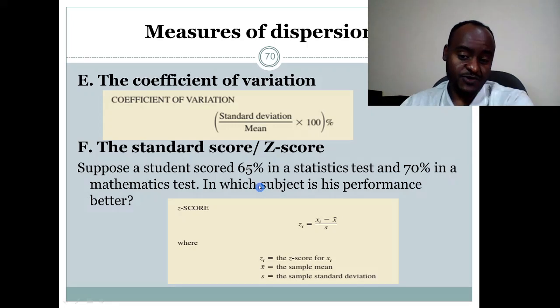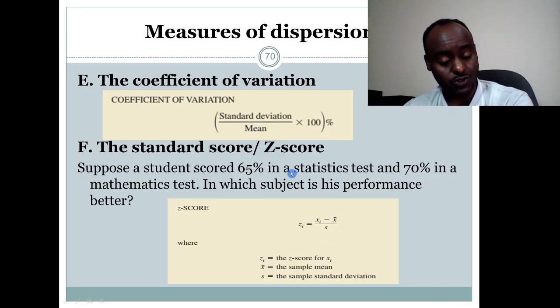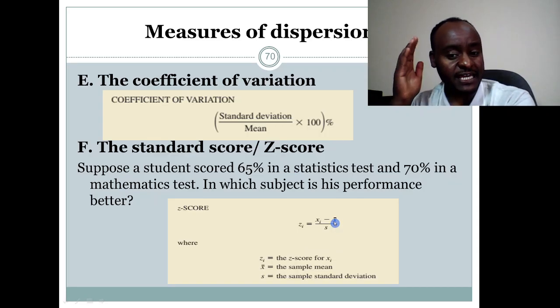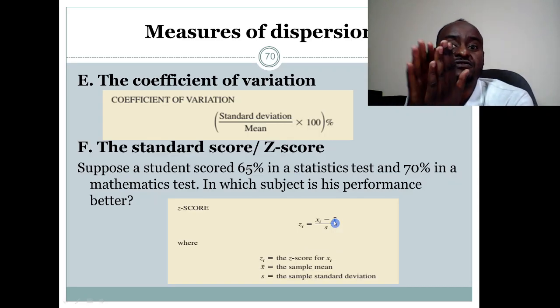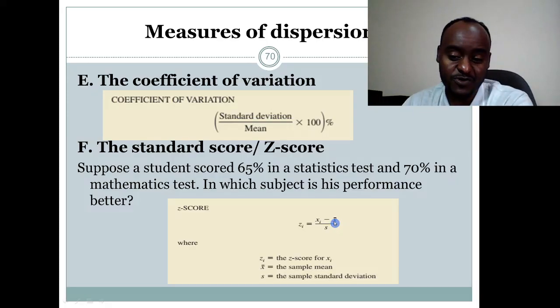If the formula is this one, data point minus the mean over standard deviation, this is the standard score, or sometimes we call it z score. And if this value is 0, that means the mean and the data point are the same. That data point is exactly the same as the mean, because this thing is 0 if and only if these two values are equal, right?